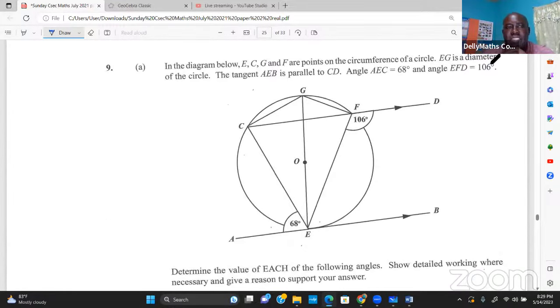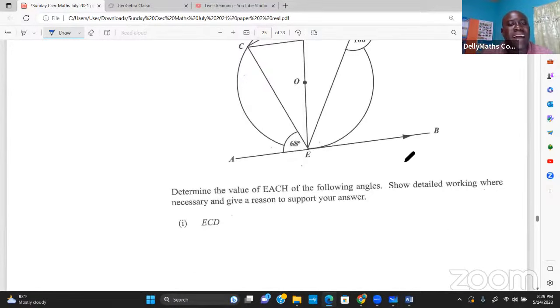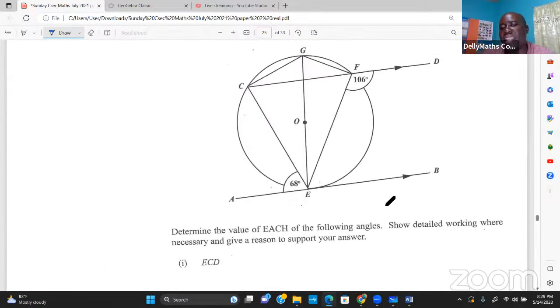So this question says: in the diagram below, E, C, G, F are on the circumference of the circle. EG is the diameter of the circle. Tangent AEB is perpendicular, and AB is parallel to CD. We get the angle 68, and we get 106. Determine the value of each of the following angles. All right, so we want to determine the value of each of these angles.